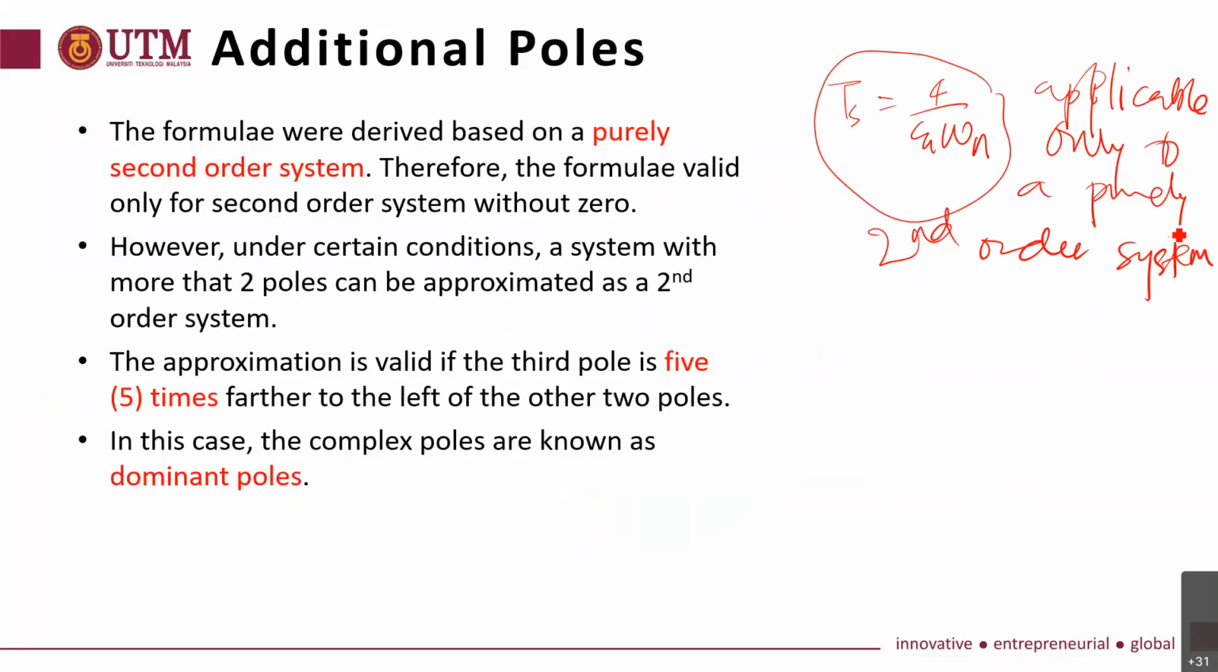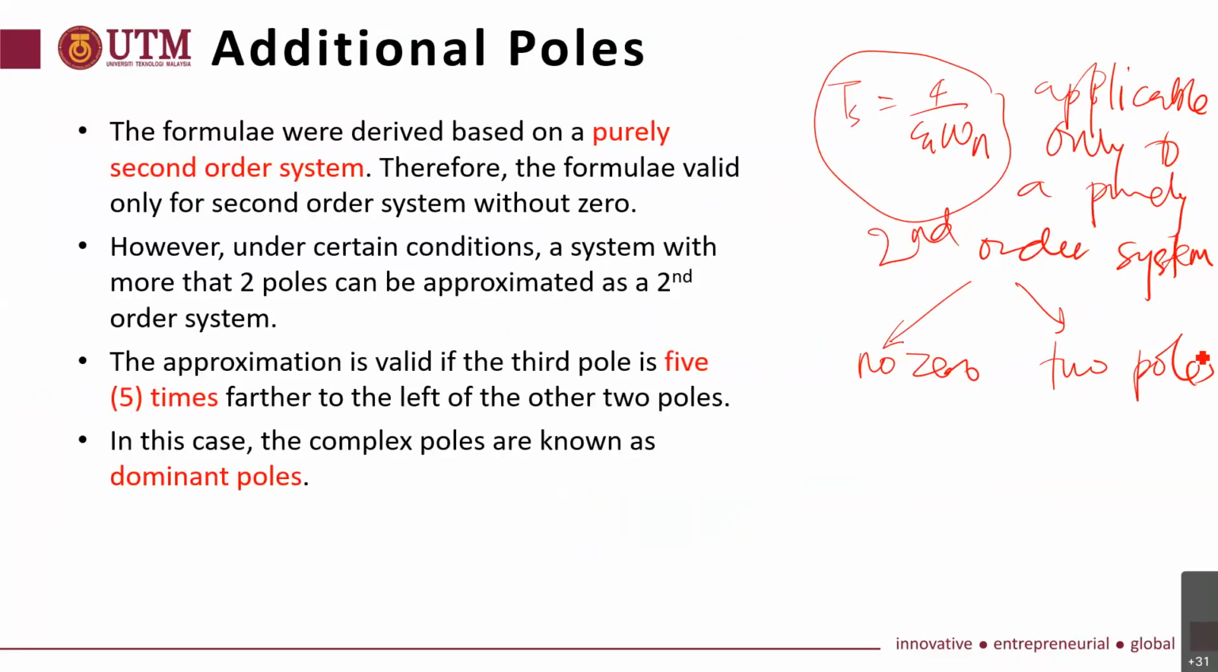Pure second order system meaning that there is no zero. And of course, second order, 2 poles. Only this: 2 poles, no zero. If we have 1 zero, or more than 2 poles, then that formula is not valid, cannot be used.